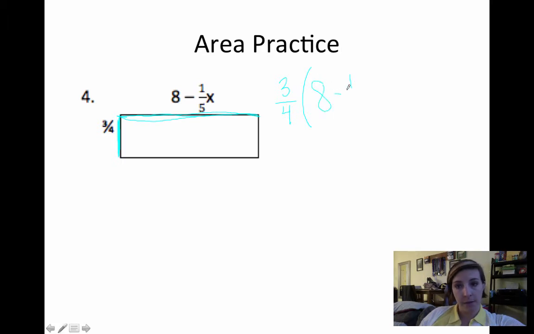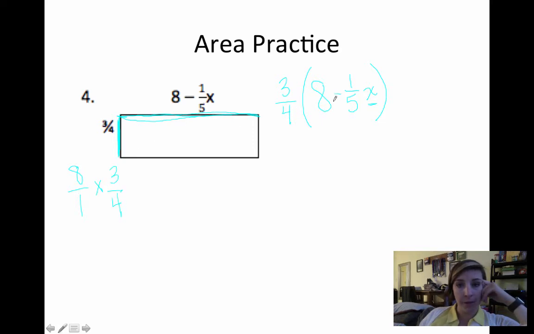8 minus 1/5 x. So, just like we did before, I have to multiply 3/4 times everything in this expression, and I need to make sure I take that variable down with me, and I take this minus sign down with me. This is not as challenging as it seems, because multiplying fractions, all you do is change any whole number you've got and put it into a fraction. And to change a whole number into a fraction, you just stick it over 1, because 8 divided by 1 is 8. And then you just multiply straight across with your fraction.